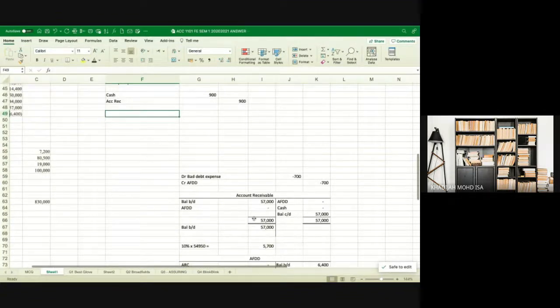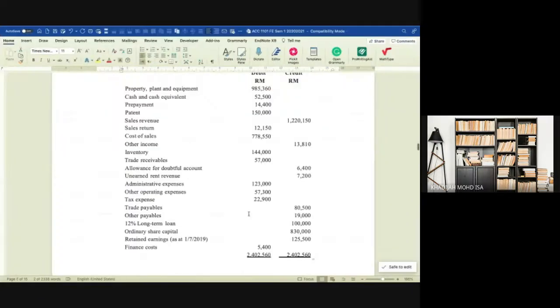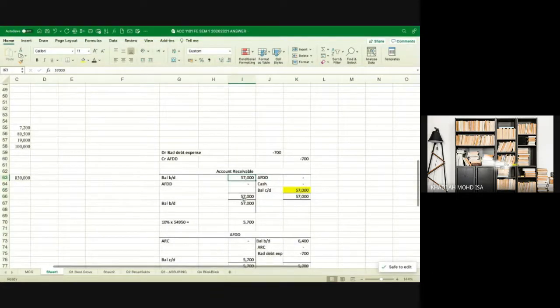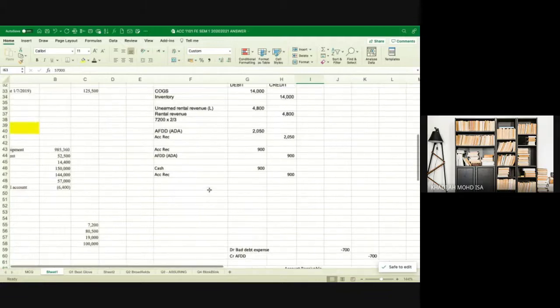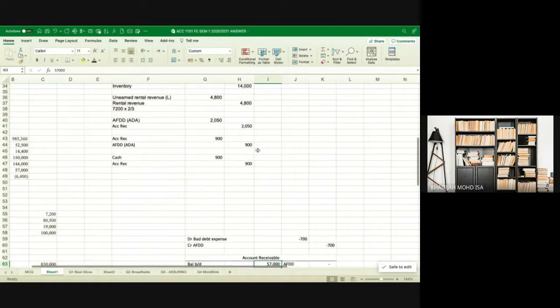So for doing that, you must know what is your closing balance for your accounts receivable, right? You know that the accounts receivable balance starts with 57,000. It's a debit balance, so it's a balance of 57,000. And during the year, you look at here, there's nothing to do with your accounts receivable, but of course you have these. So you credit your accounts receivable 2,050, and then you debit 900 here, and then you credit 900 here. So then you will know what would be your balance.